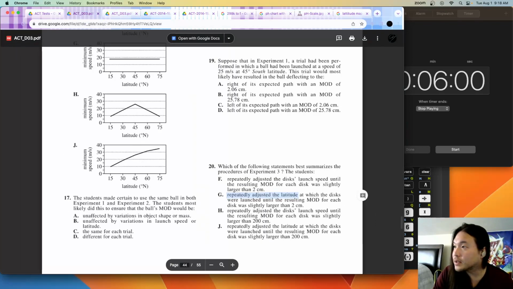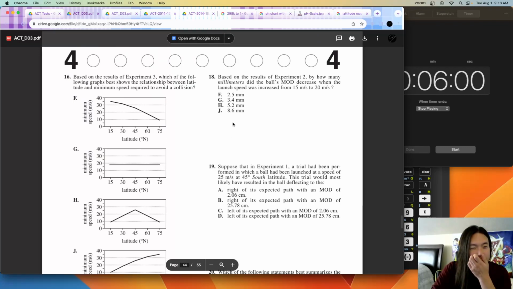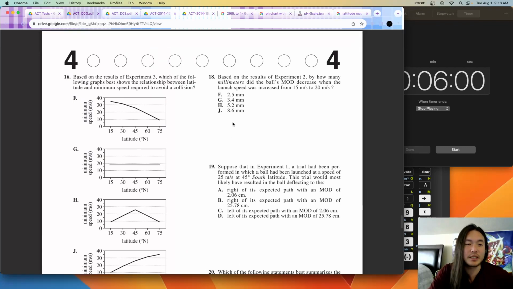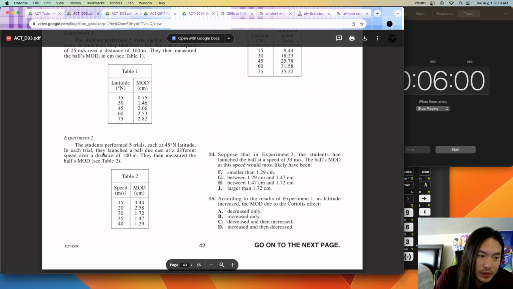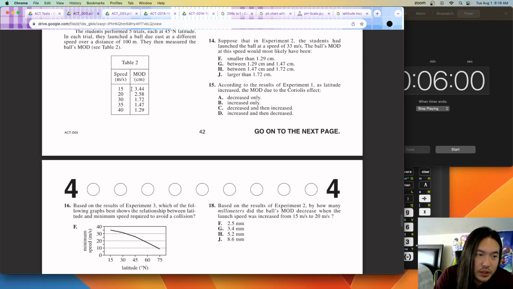And then there was another question. 18. Based on the results of experiment 2, by how many millimeters did the ball's MOD decrease when the launch speed was increased from 15 to 20 meters per second? Okay, so we're looking at experiment 2, that's right here. They're asking about 15 versus 20.